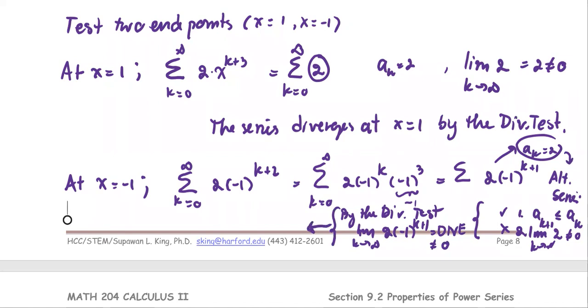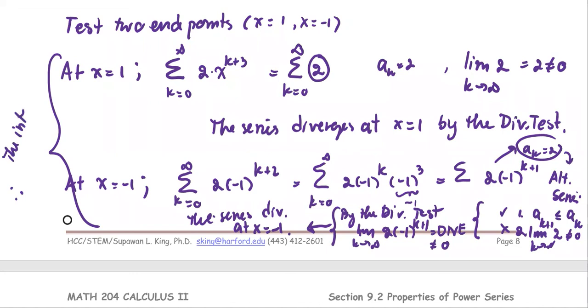Therefore, we can summarize that the series diverges at x equals negative 1 as well. So at the two endpoints, the series does not converge. So we can say the interval of convergence is the interval (negative 1, 1).